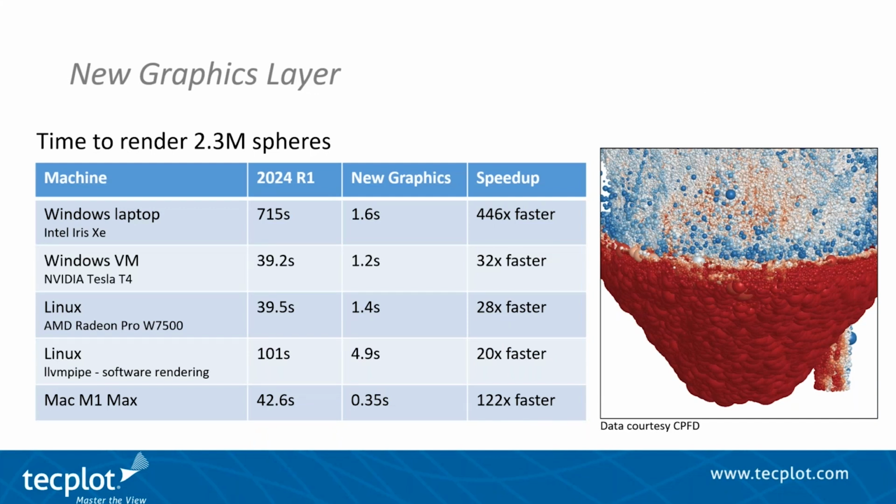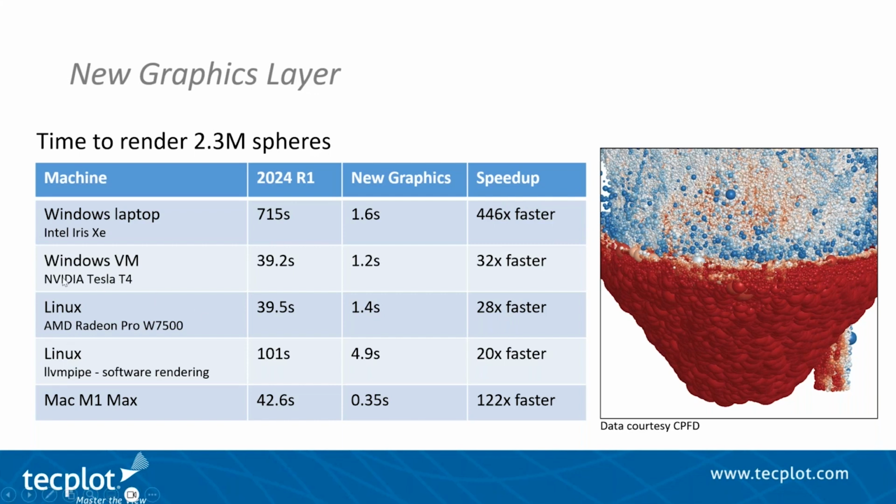Here's a data set that came from our partners at CPFD from the Barracuda code. This is a case with 2.3 million spherical particles that we're rendering. On the laptop that I'm doing this webinar on, it took 715 seconds with Intel integrated graphics to load and render this plot, and went all the way down to 1.6 seconds with the new graphics layer, so 446 times faster. I can't promise that all of you are going to have 446 times faster performance, but you might get closer down to this 20 to 30 times faster for this type of plot, which is pretty complex.